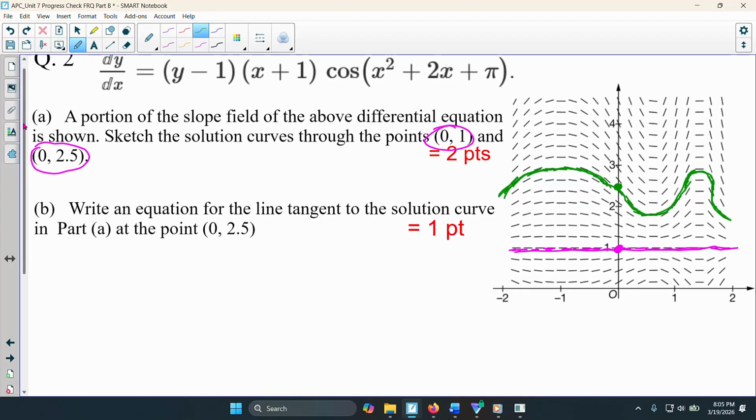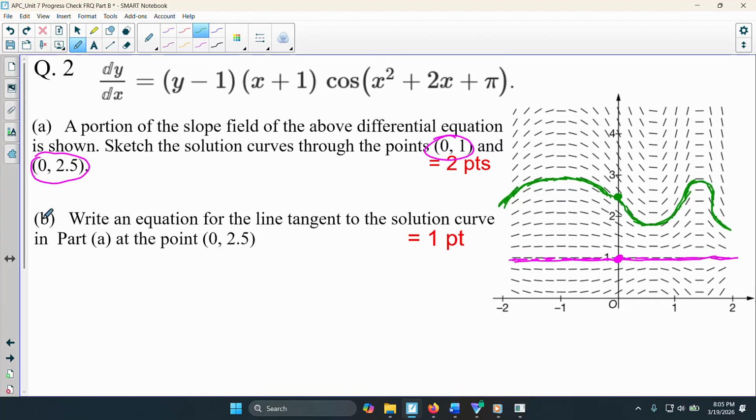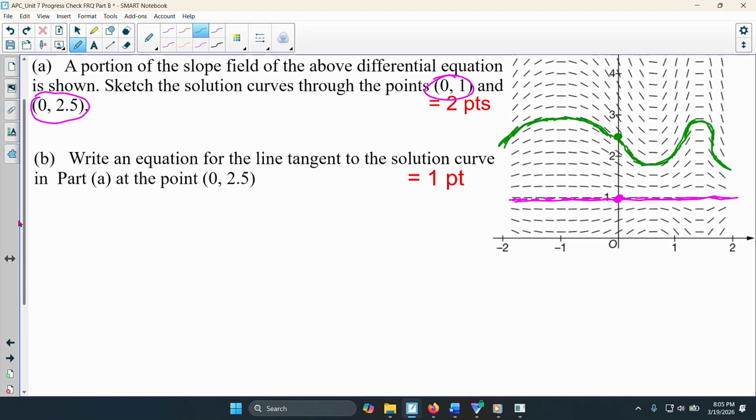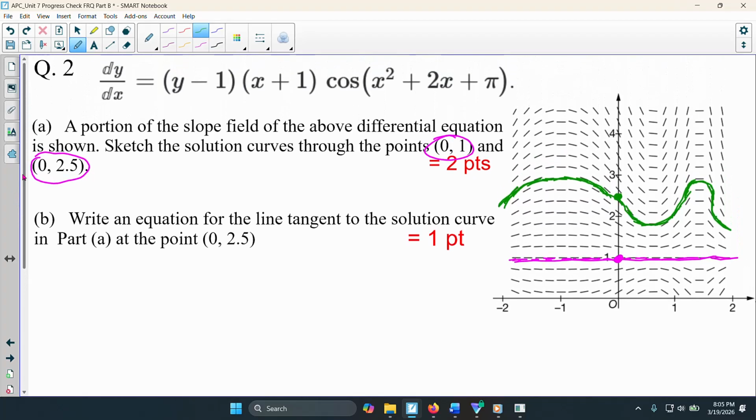Anyway, let's continue. Part B here: the equation of the line tangent. Oh, it's only 1 point. That feels like a ripoff for a question worth 1 point. Is it worth my time? All right, equation of a tangent line. Okay, line tangent.